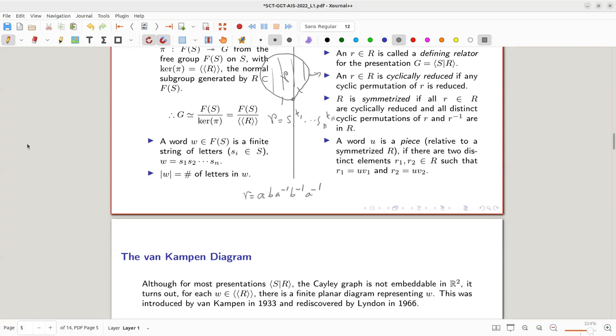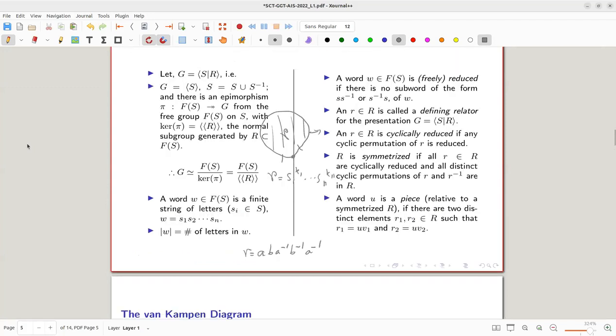In that case, you see there are no subwords in this relator, right? So this is a freely reduced word. But after getting cyclically permuted, it may not be reduced. So here you can have A and here you can have A inverse, which can get cancelled, right?